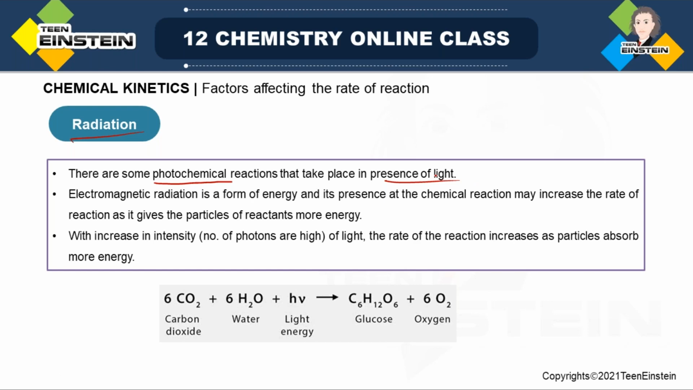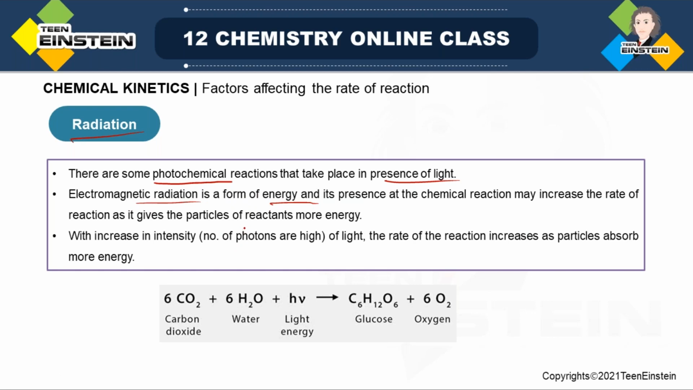In normal reactions, what we do is simply heat, that means we provide thermal energy. But here the energy comes from light. In the presence of light, you can find some reactions. It is not that all reactions are possible in the presence of light, but some reactions are. So instead of thermal energy, we are now applying electromagnetic radiation, which is also a form of energy.